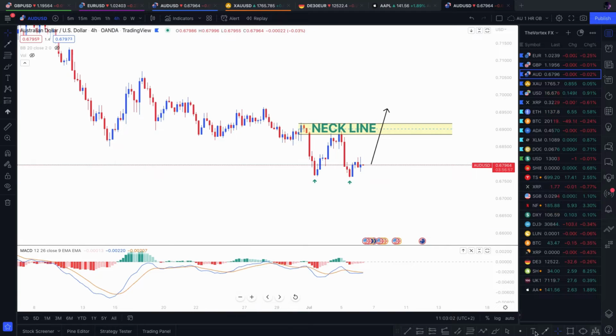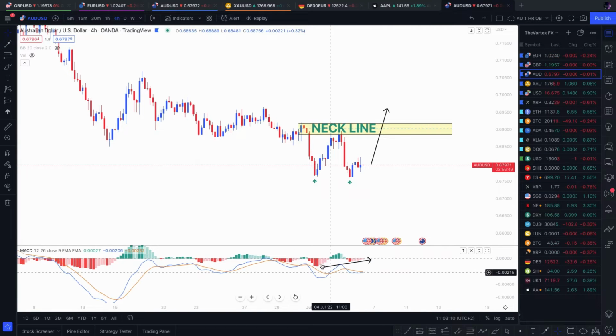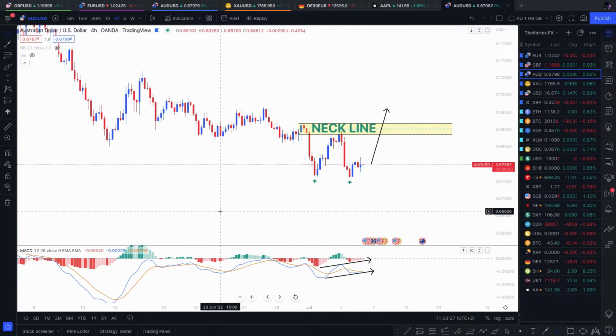What else do we see? We see divergence on the MACD's histogram, like that. We see the sellers weakening out. You can see how the bearish volume of this histogram on the MACD is sloping upwards, and we see it as well with our MA lines of the MACD. We are sloping upwards.